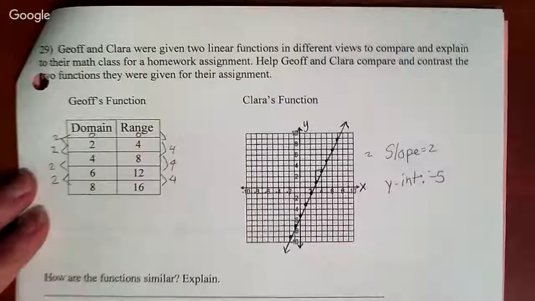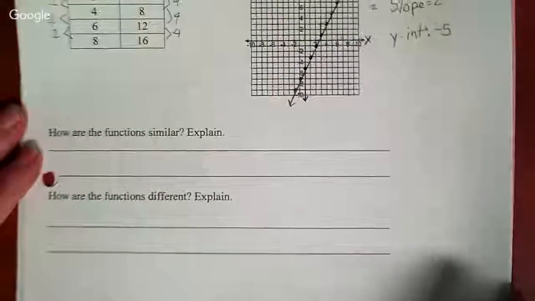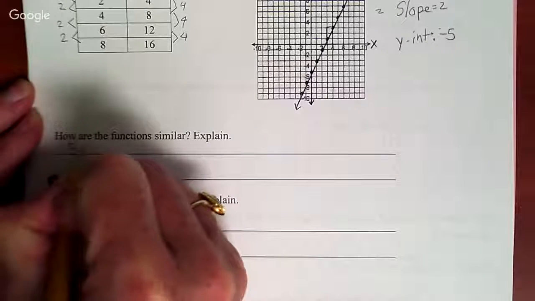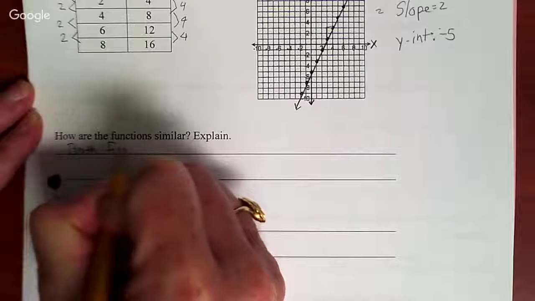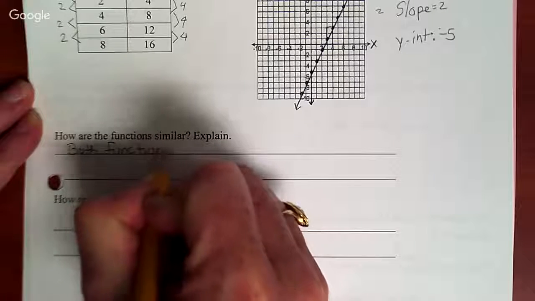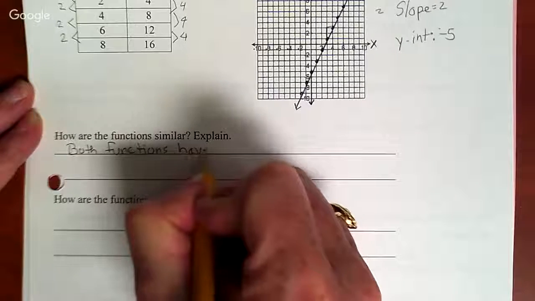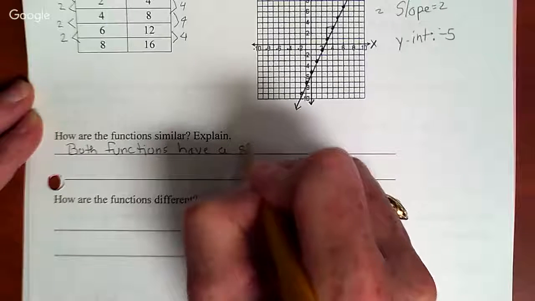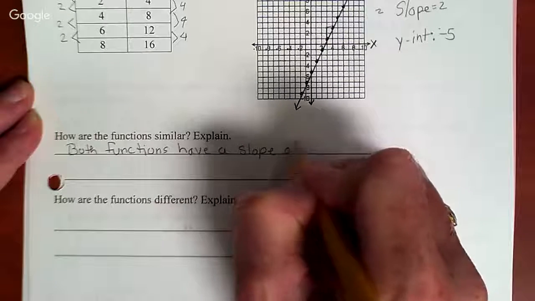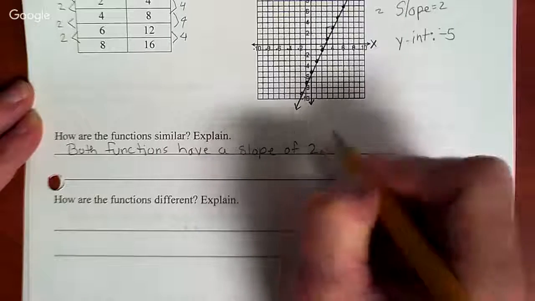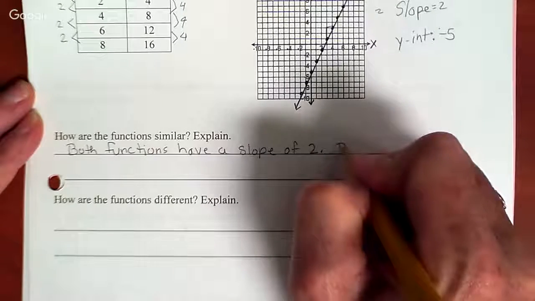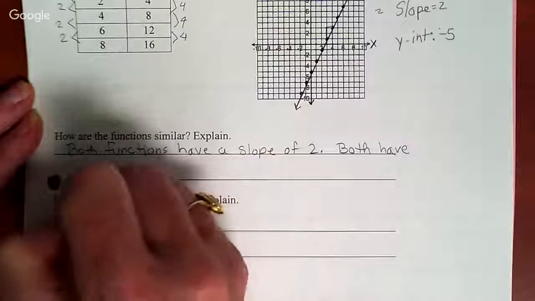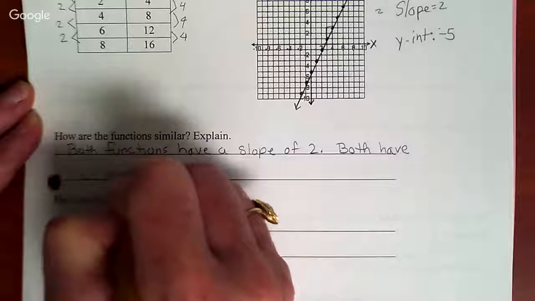Okay, so now how are the functions similar? Okay, well, both functions have a slope of 2. Both have a positive slope.